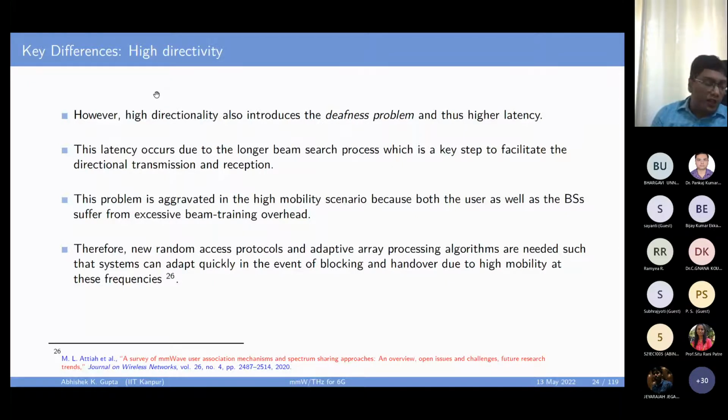Whenever you want to find the optimal beam, you also have to search over possible beams, and that increases your latency. And with any incorrectness in the beam selection, your performance can be affected by a significant amount. So it's also important to find new random access protocols and novel adaptive array processing algorithms so that they can adapt quickly if the link is blocked, and they can also do this beam search quickly.